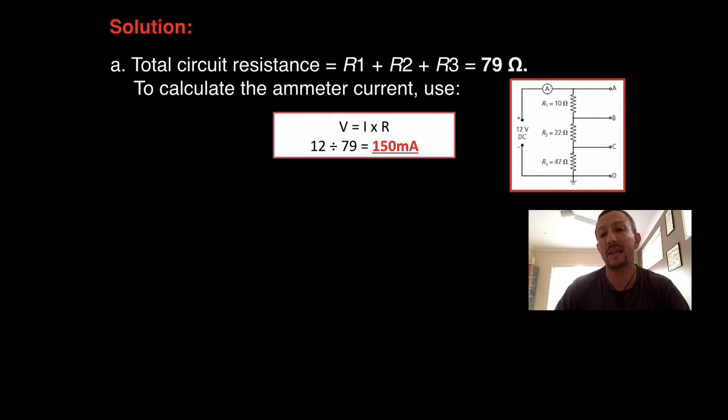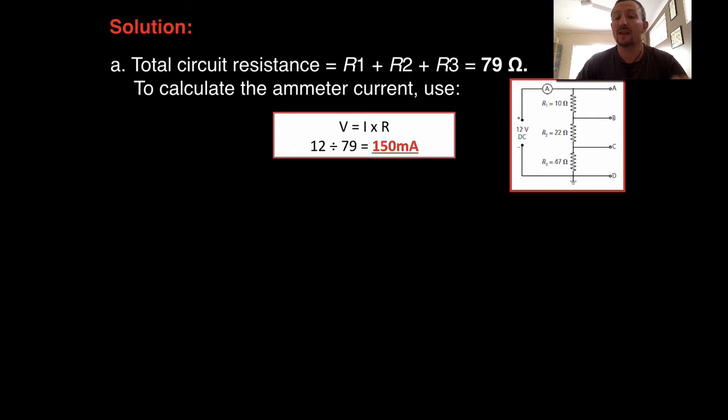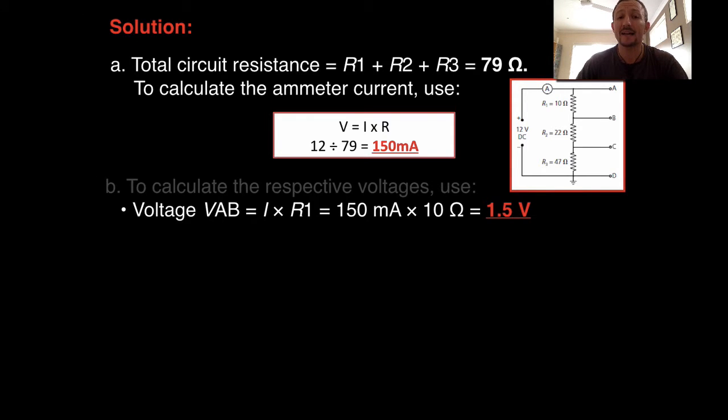Now, this 150 milliamps is going to be useful because there's going to be 150 milliamps flowing through each of our resistors. So we know our resistors and we know our current for each of our resistors because it's always going to be the same. So in order to calculate the voltage between AB, BC, and CD, it's literally going to be using V equals IR. In this case, for VAB, the voltage across AB is going to be I times R1. Well, we know 150 milliamps times 10, so we get 1.5 volts.